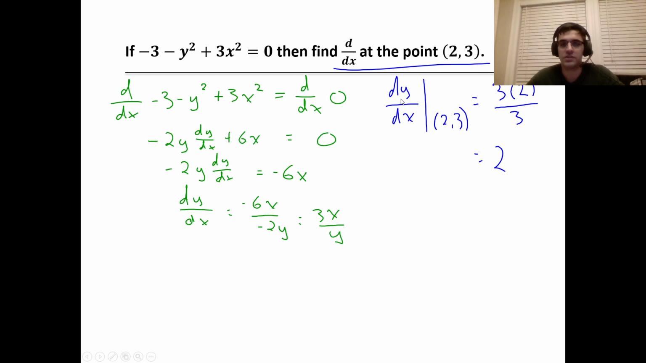And so now here's our taking the derivative at this point. So now what we're going to do is say dy/dx at the point (2, 3) is equal to our derivative, except we're going to plug in 2 for x, we're going to plug in 3 for y, and that's going to be 3 times 2 divided by 3, which of course is just 2. So 2 is the slope of our tangent line at this point.